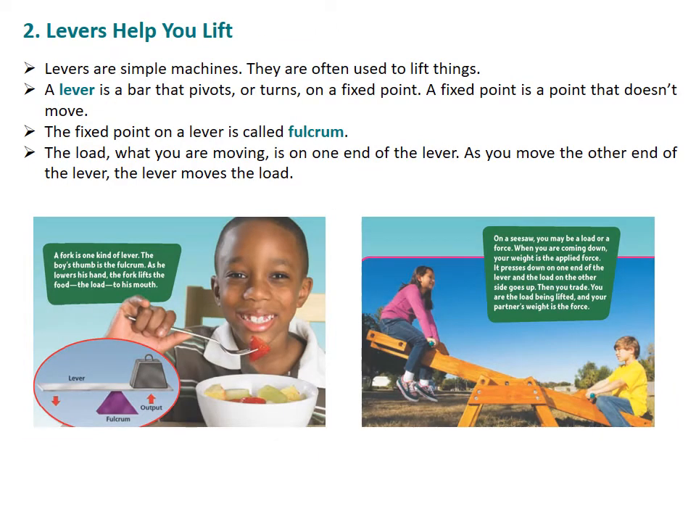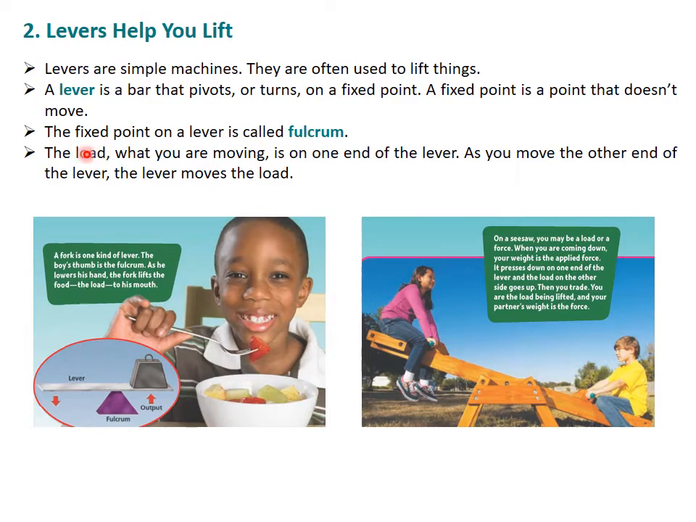Now, we are going to identify simple machines that are used at school, home, and work, for example. And we are going to start with levers. Levers are simple machines. They are often used to lift things. By definition, a lever is a bar that pivots or turns on a fixed point. A fixed point is a point that does not move. The fixed point on a lever is called a fulcrum.